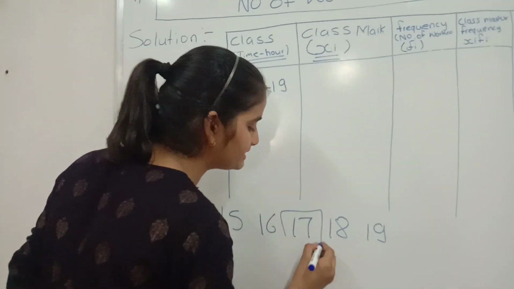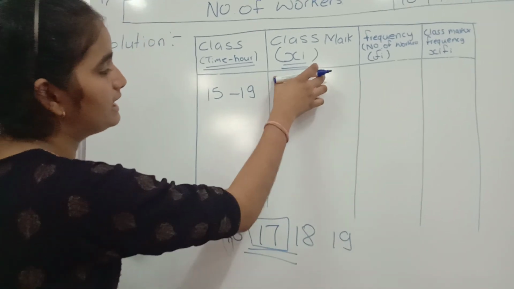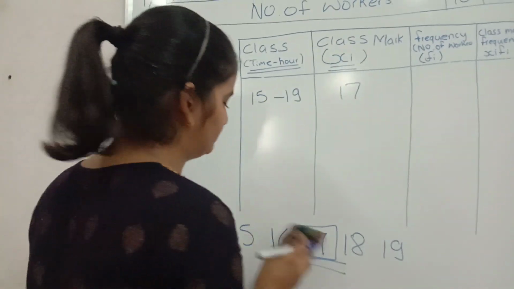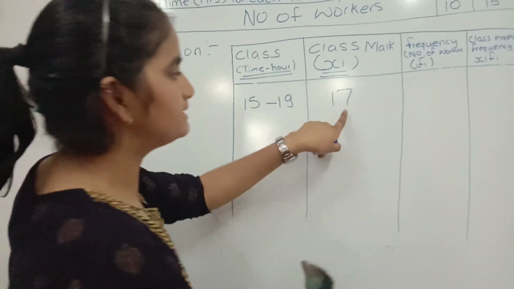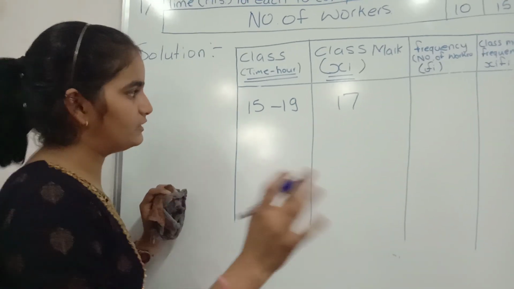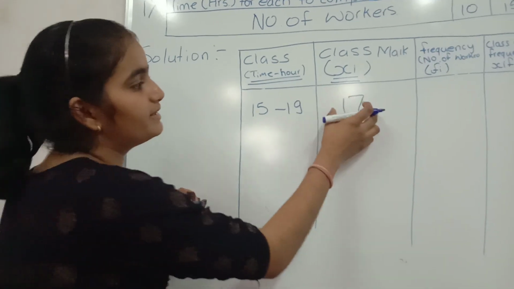The middle number is 17. Okay, so it's fine, we have to take 17 as known as the class mark. We have to take the middle number known as the class mark. So the middle number is 17. That's why we just take 17. Why do we take 17? I am telling you again, because of 15 and 19 we have to take the middle number, and the middle number is 17.